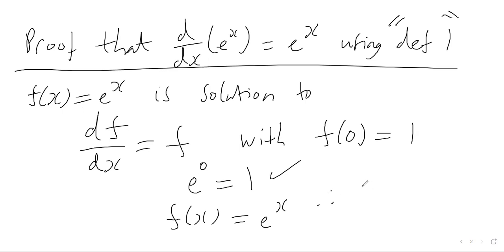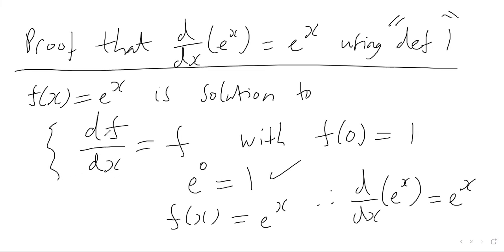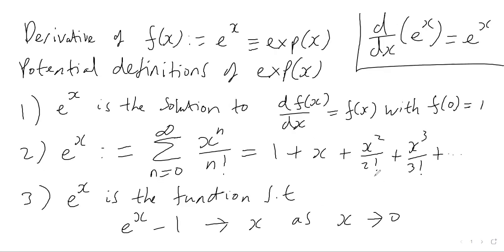Therefore, when you differentiate e to the x with respect to x, you get e to the x, because it satisfies the initial condition, and because from our definition, if f of x is e to the x, then it must be true that when we differentiate e to the x, we get e to the x. So this is quite a trivial one, not really much proof to be done, other than just checking the initial condition works.